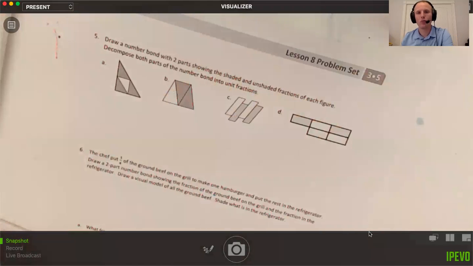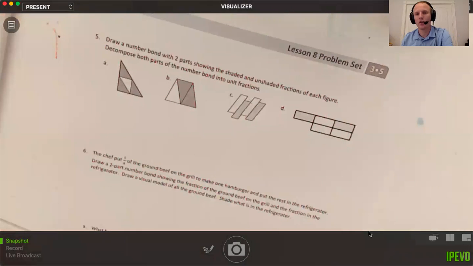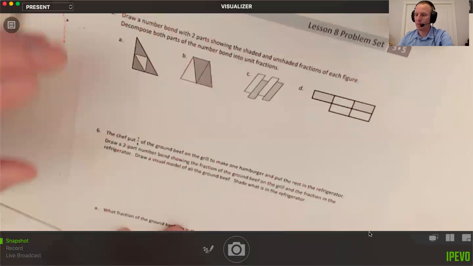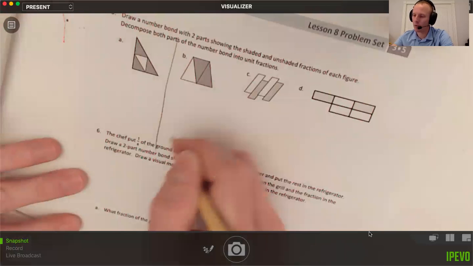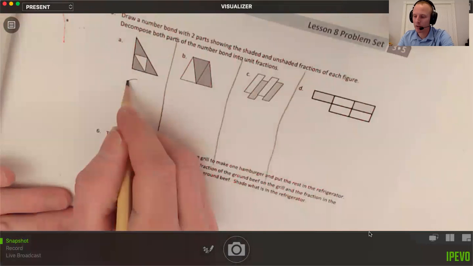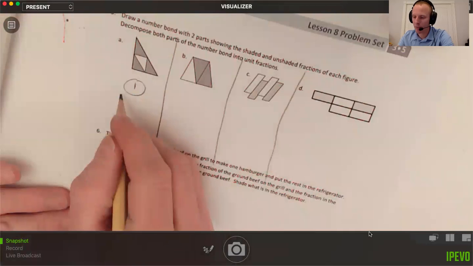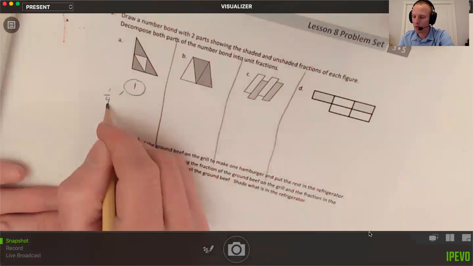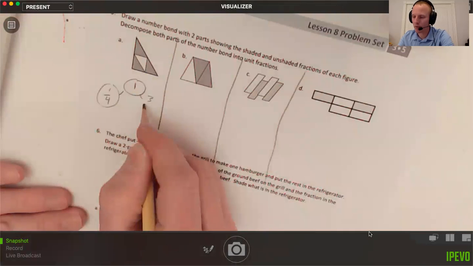Draw a number bond with 2 parts showing the shaded and unshaded fraction for each figure. Decompose both parts of the number bond into unit fractions. All right, here we go. That's a lot of directions. It sounds trickier than it is. Okay. I'm going to draw lines between these because otherwise my drawings are going to get crazy and go next to each other. So basically this is one whole separated into 1/4 and 3/4.